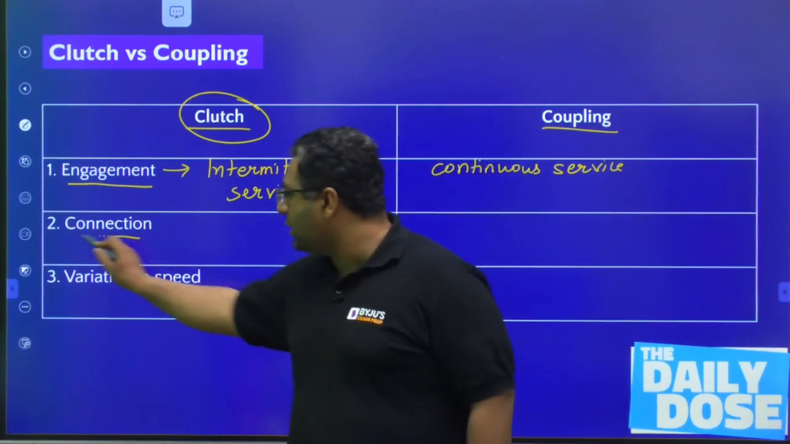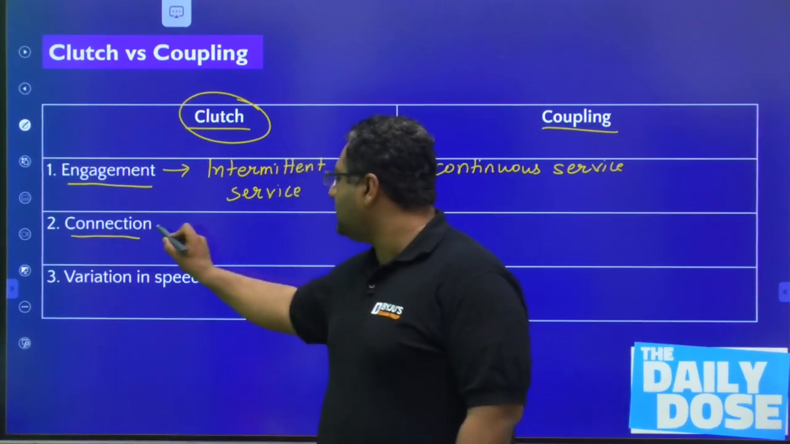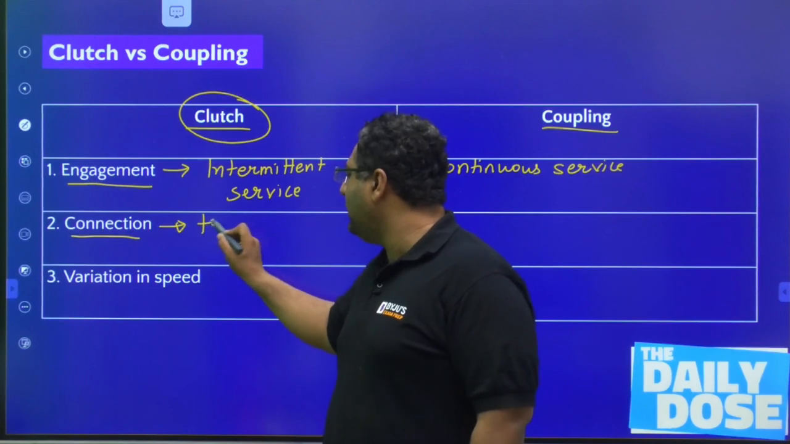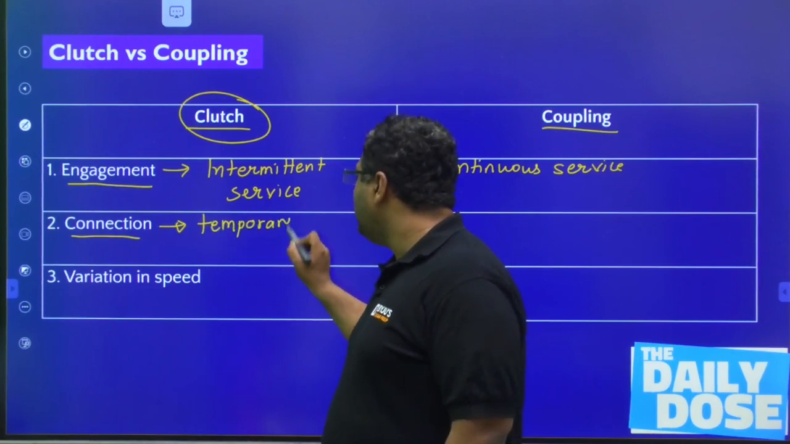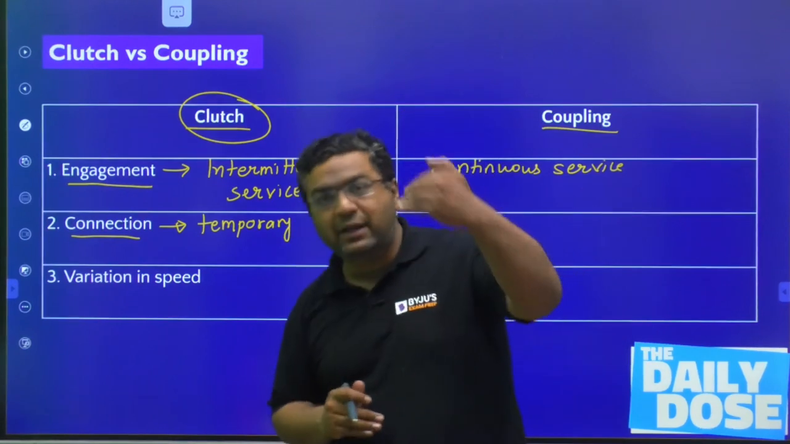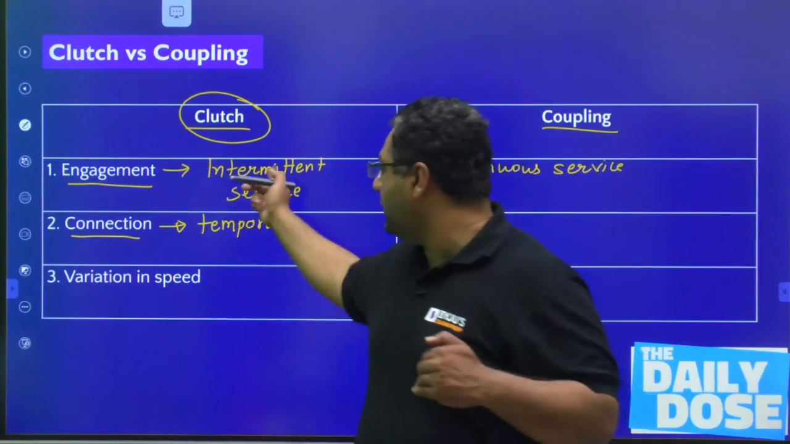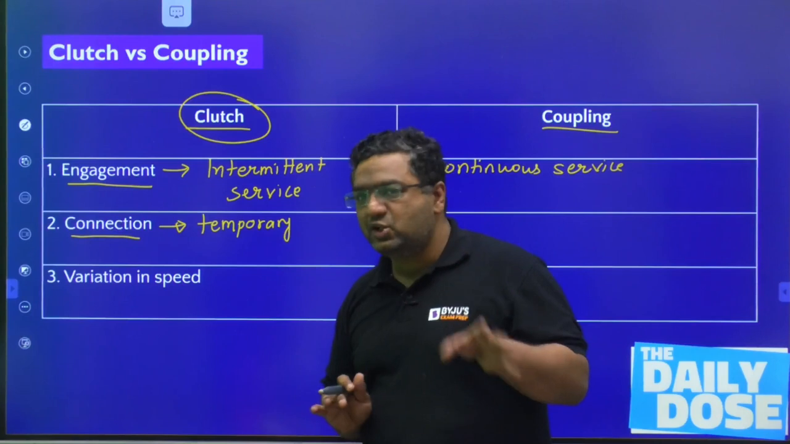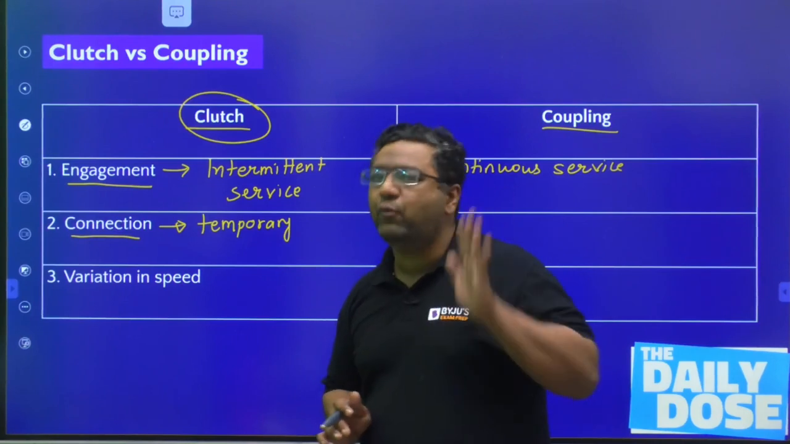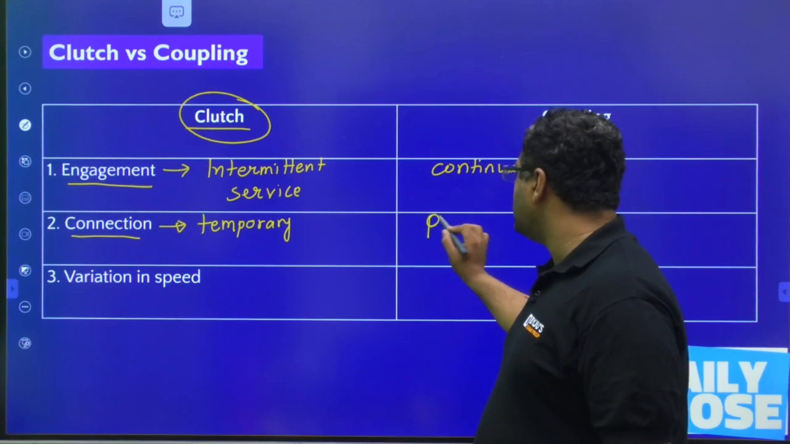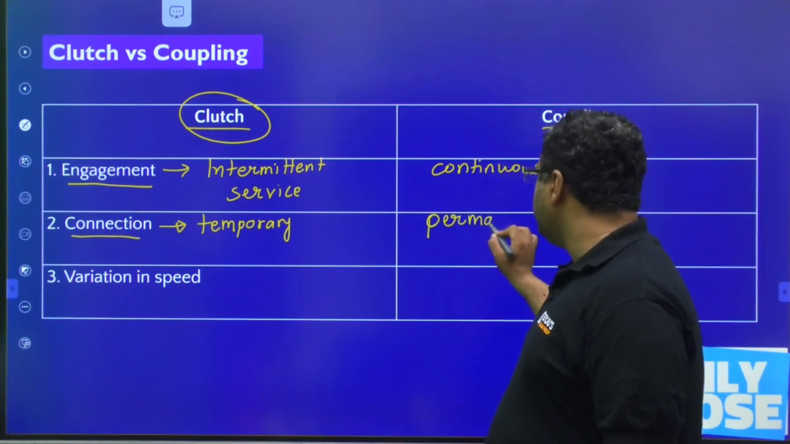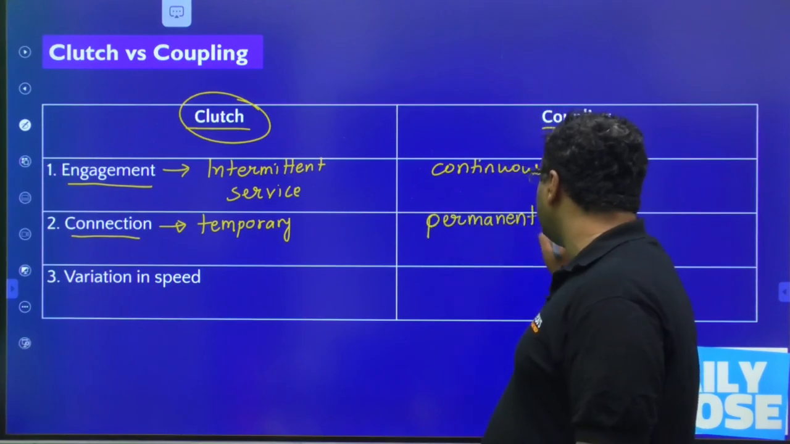When we are talking about the connection, then my dear, clutches are said to be a temporary connection. As we said, we can go for engagement and disengagement in between in intermittent service, so it means that the connection is not a permanent one. That is a temporary connection. Whereas coupling is a kind of permanent connection. So coupling can be treated as the permanent connection on the other hand.